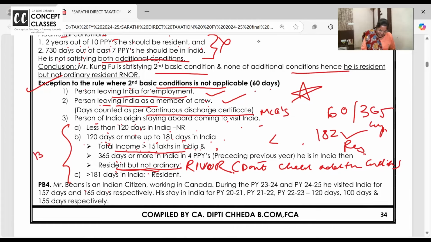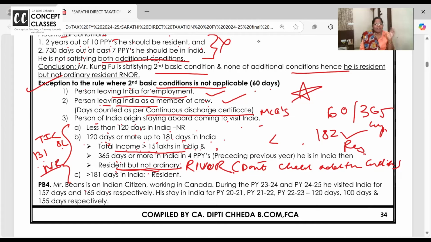Ma'am, I am in India for 131 days, but my total income is less than 15 lakhs. It's like 8 lakhs. What will be his status? I'm repeating. An individual is staying abroad, coming to visit India, staying in India for 131 days, but his total income is 8 lakhs. What will be his residential status? Can you answer? Non-resident.